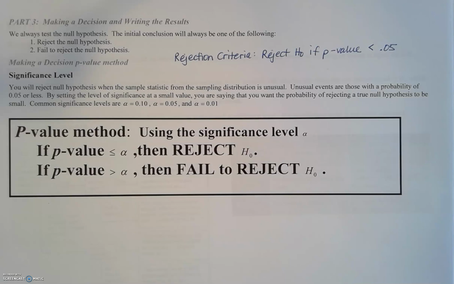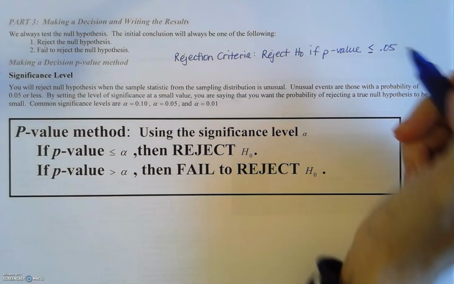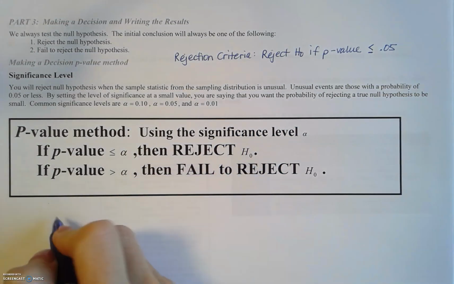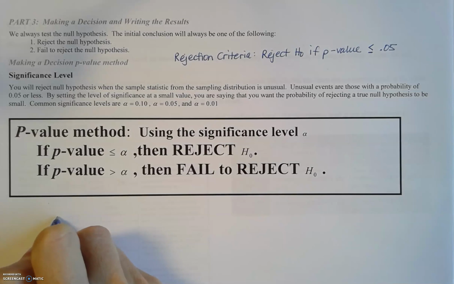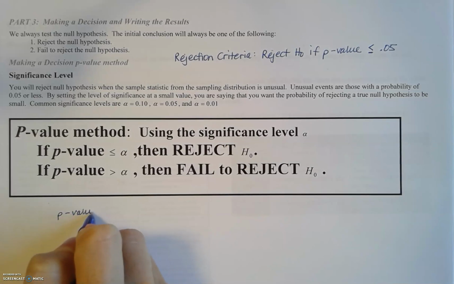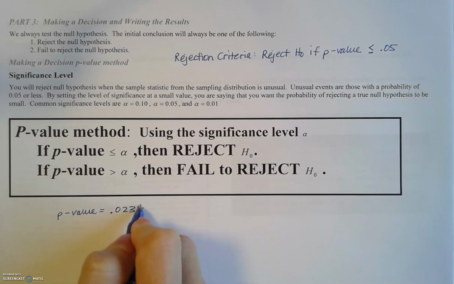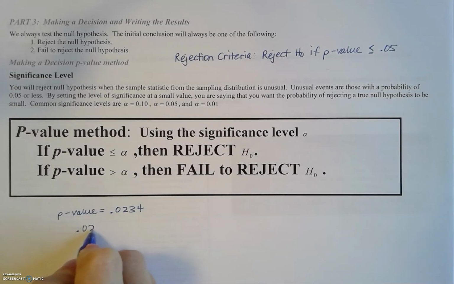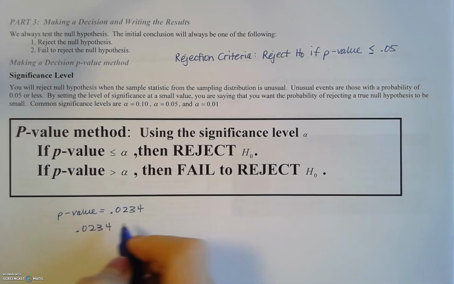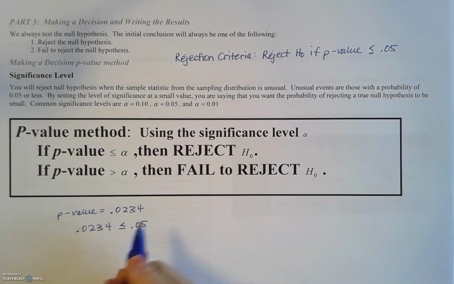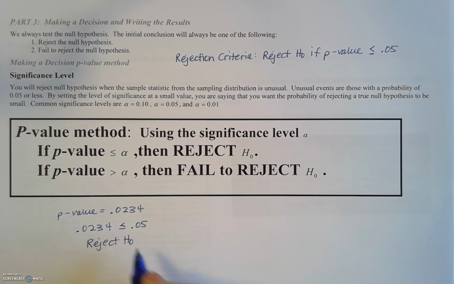So using the p-value method, we are going to test our p-value against our significance level. If the p-value is less than or equal to our significance level, then we reject the null hypothesis. So for example, if our p-value is equal to 0.0234, if we're using our significance level of 0.05, that is truly less than, so that means we would reject the null hypothesis H sub 0.